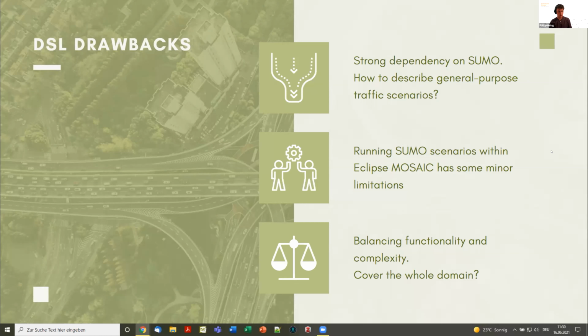but I think this will be fixed in the future. And also what is always with DSLs, you have to balance the functionality and complexity of the language. So if you want to cover the whole domain, the language probably gets way too complicated. Otherwise, if it's too simple, you won't cover enough test cases. So this is always a thing to balance in the DSL.